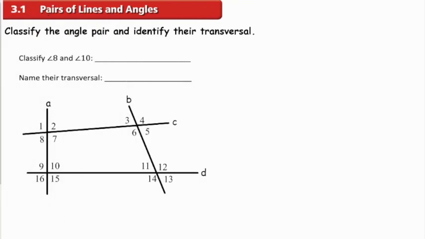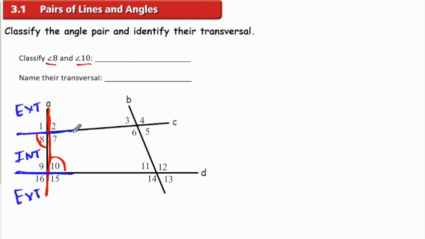So pause the video here, try this next one on your own. After you get your answer, unpause and see if you did it correctly. So we're going to classify angle 8 and angle 10. 8 and 10. Now that I've located them both, I say what is the closest intersection to 8 and what is the closest intersection to 10. The line that passes through both of those, that will be my transversal. The other two lines will be my non-transversals. My non-transversals give me an interior region and exterior region.